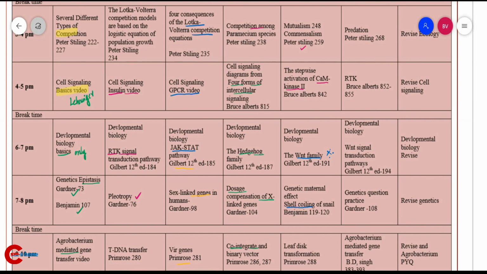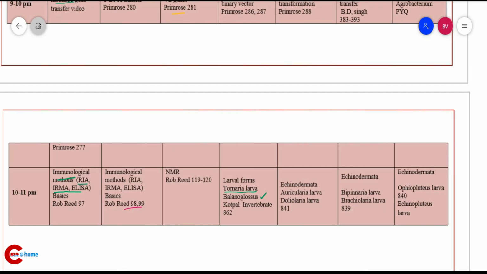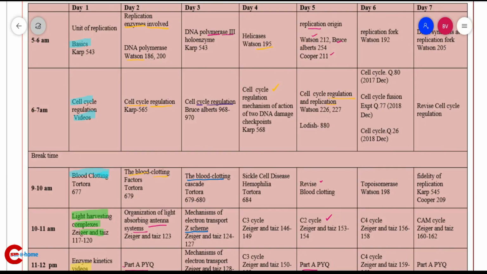Then 9 to 10 p.m., leaf disc transformation, study from Primrose. Then 10 to 11 p.m., echinodermata larval forms, Auricularia and Doliolaria. Then December 6, you can study replication from Watson. Then 6 to 7 a.m., just do the previous year questions.